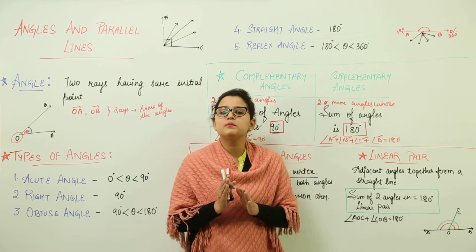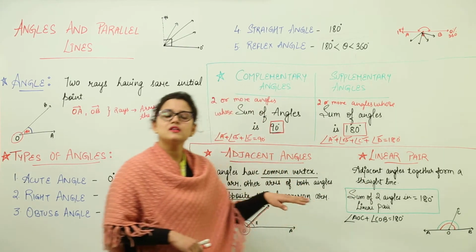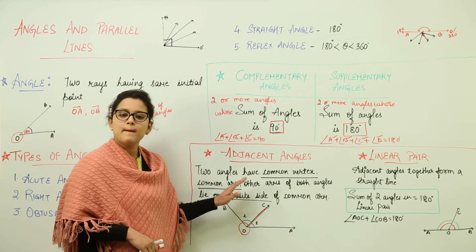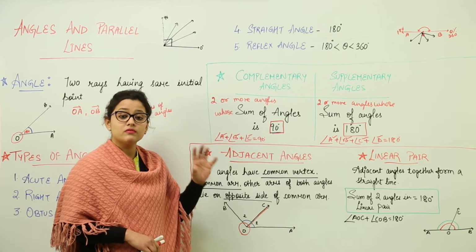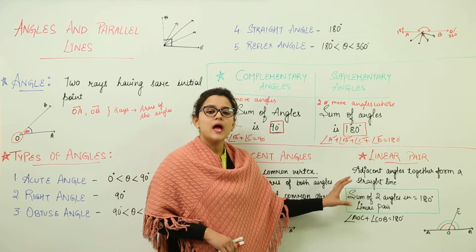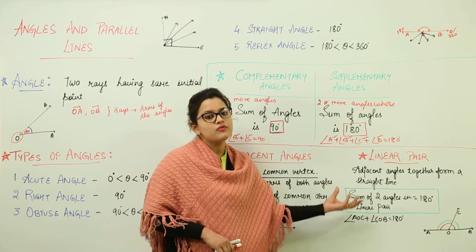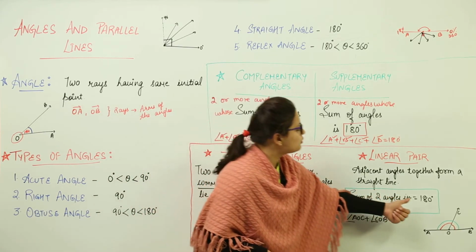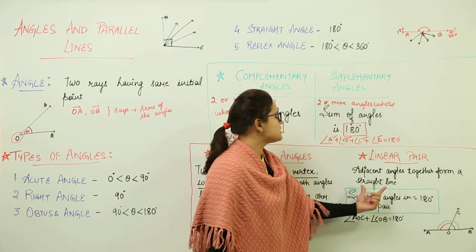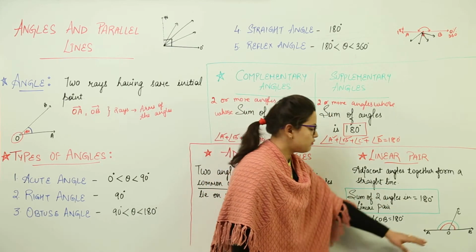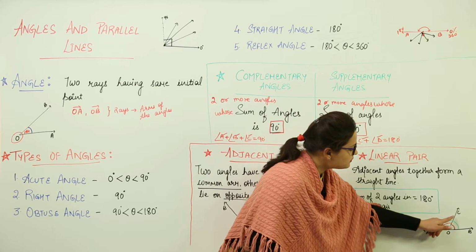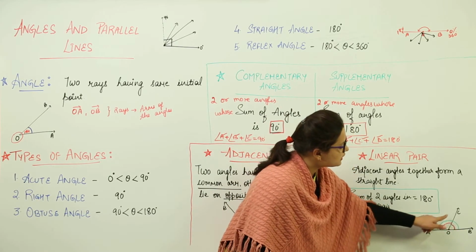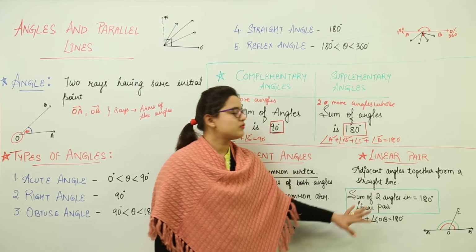So what is a linear pair? Linear pair is a case of adjacent angles only, but a particular case in which adjacent angles add up, or you can say the sum of adjacent angles will be equal to 180 degrees, or you can say it will form a straight line. For example over here, when you add up both the angles, you get a straight line. So we can say that forms a linear pair.